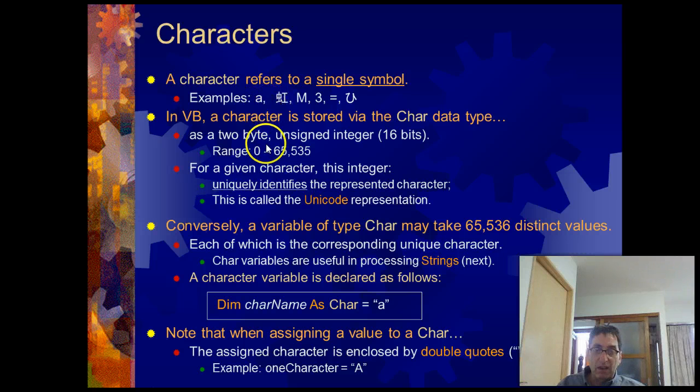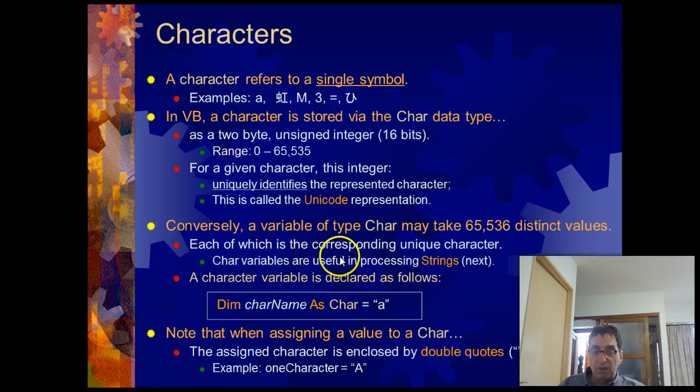So there are other ways to represent. So suppose A, we're using 2 bytes, in other words, 16 bits, and maybe A is 16 bits, so I have to specify all 16. So suppose it's 0, 0, 0, 0, 0, 0, 0, 0, all the way to 0 till the first bit is 1. Maybe that stands for A. Okay, so for a given character, this integer uniquely identifies the represented character. This is called the Unicode representation. Conversely, a character of type char may take this many distinct values, each of which is the corresponding unique character.